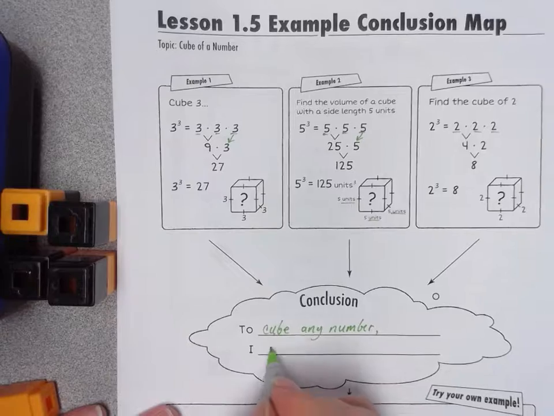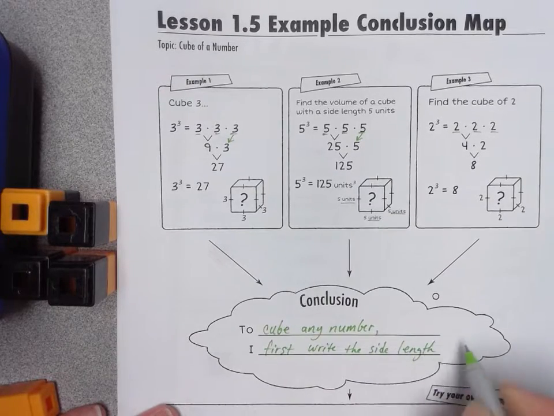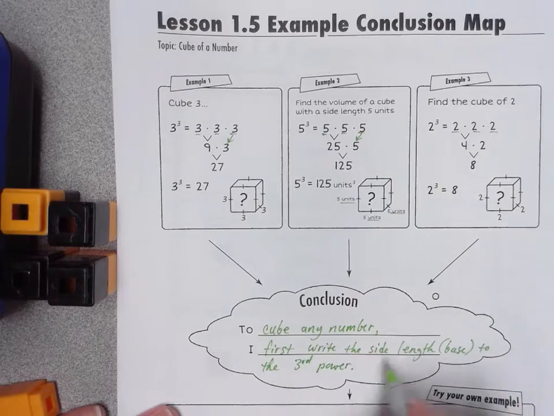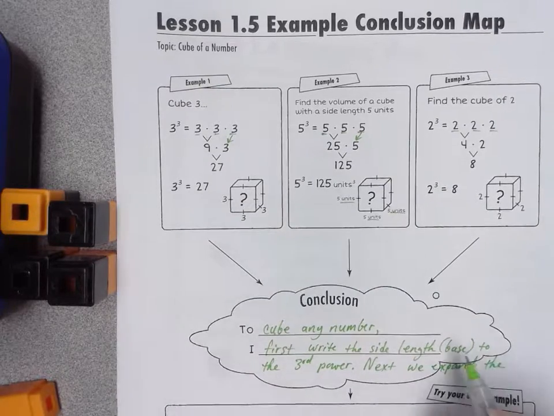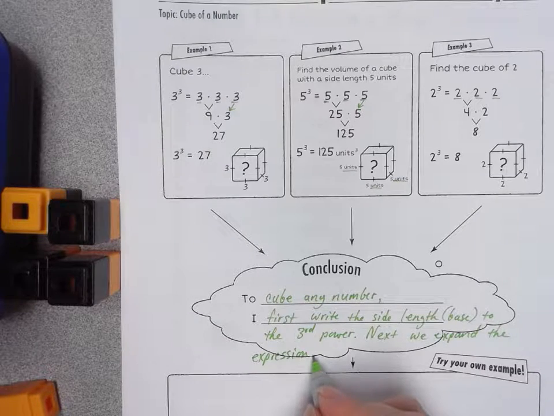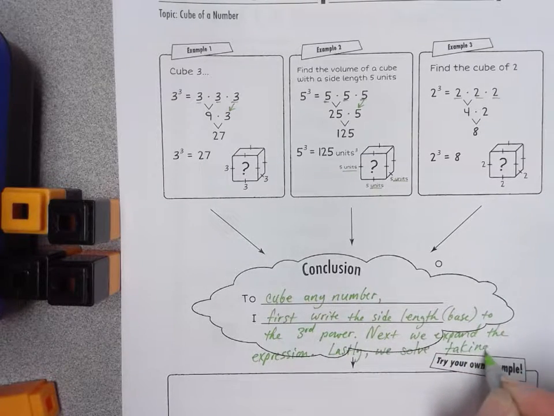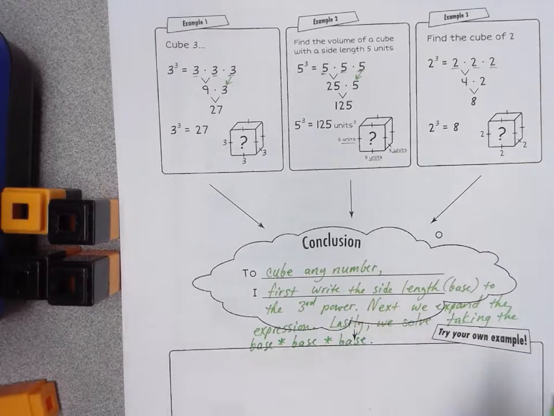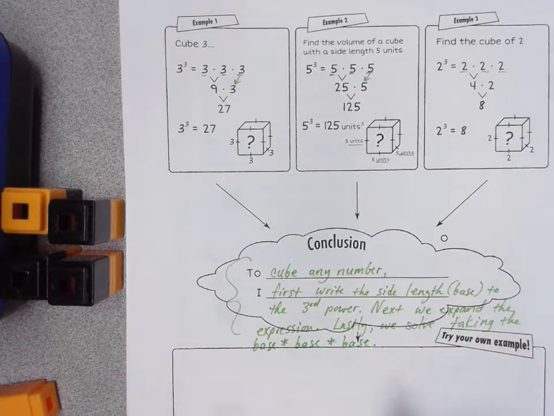What did I do? I first write the side length, or maybe we'd call it the base, to the 3rd power. Next, we had to write it in expanded form, right? We expand the expression, or you might expand the base, showing it 3 times. Lastly, we solve, taking the base times the base times the base. And some students will want to kind of push their reasoning and their understanding here. They might even add something about the label or the units, how it will always be units cubed if I'm talking about volume, length times width times height.